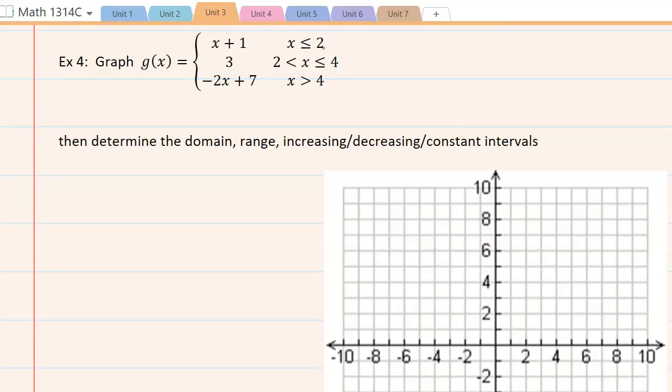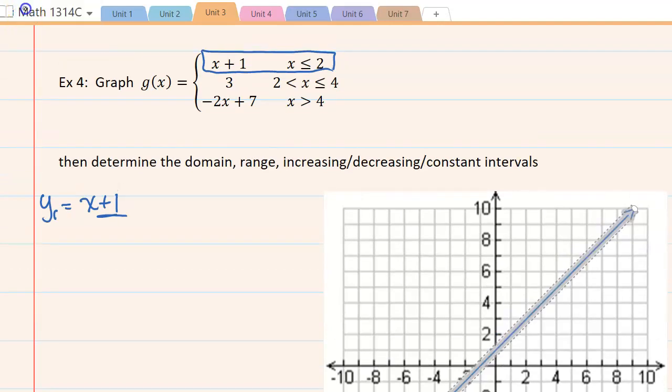Our job is to graph g of x, and notice we have 3 parts. After we're done graphing, our job will be to find the domain, the range, and the increasing, decreasing, and constant intervals if they exist. Let's start off with graphing our first function up here. If we call that y1, we can see that we need to graph x plus 1, which is a line. So we're going to come to our graph. We're going to go to 1, and that's our y-intercept. We're going to use our slope, which is up 1 over 1. We can see all these points here, and then we can attach a line to them.